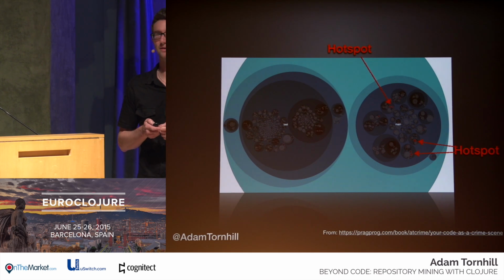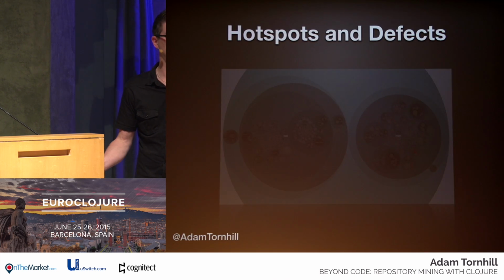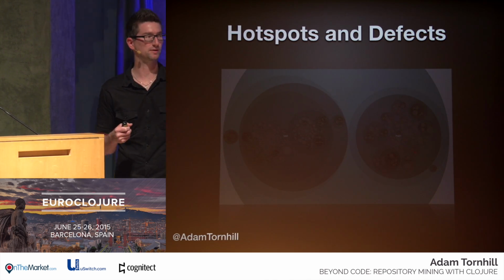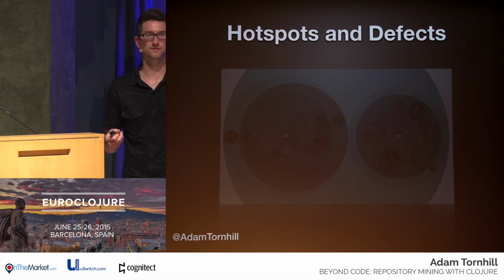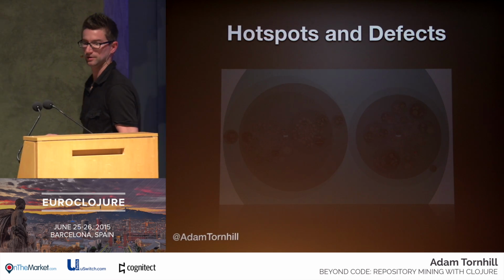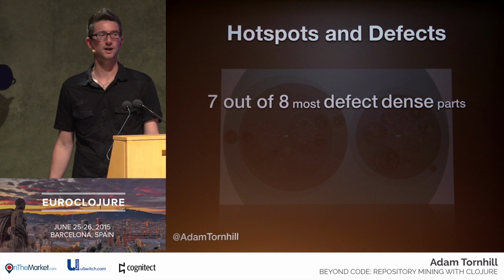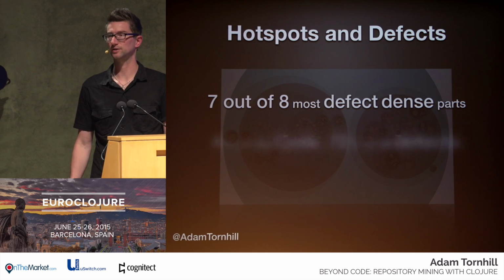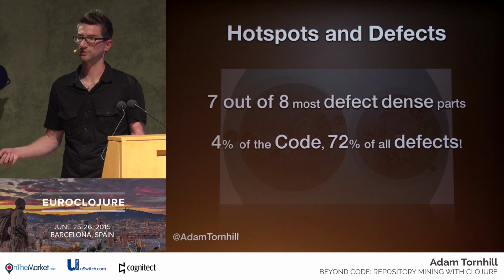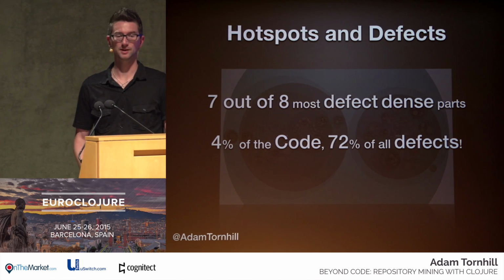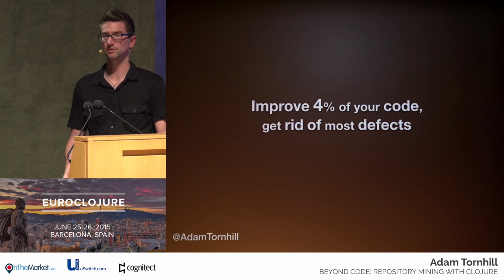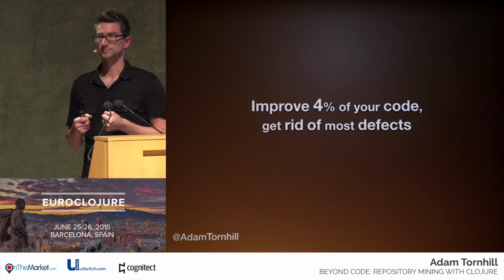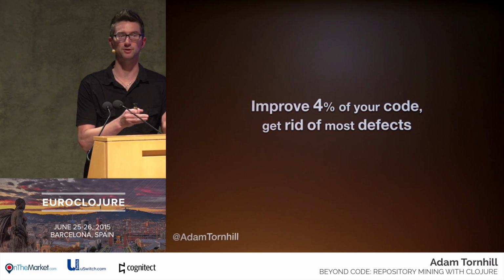To answer that, I decided to mine a second set of metrics. I decided to mine our bug tracking system. And the reason I did that is because in most systems, bugs tend to be unevenly distributed. Some modules are just more defect dense than others. And when I correlated that to the hotspots, I found out that the hotspots identified 7 out of the 8 most defect dense parts. Even more interestingly, the hotspots only made up 4% of the code, yet that code was responsible for 72% of all defects. Or if we turn it around, in this particular system, if we improve just 4% of the code, we get rid of the majority of all defects. And a hotspot analysis points you to precisely those parts of the code base that really matter.